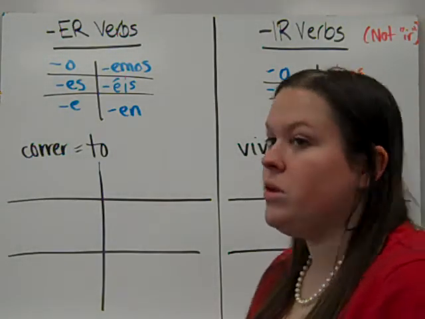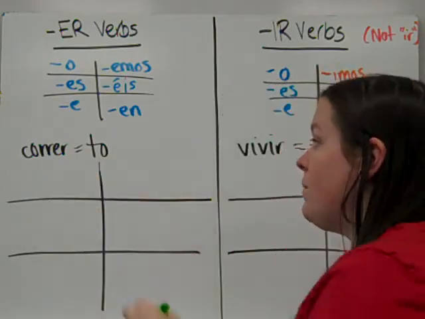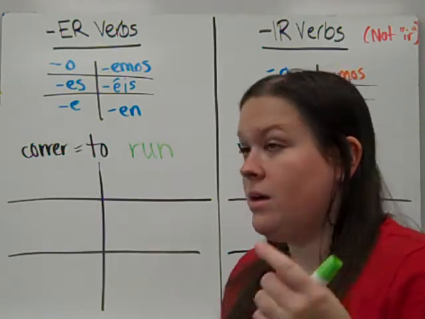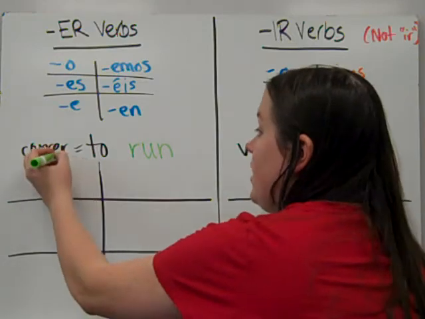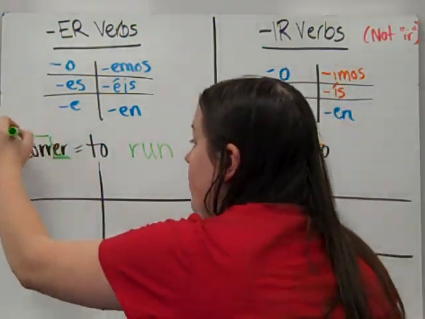So, correr. When you're doing a verb chart, always put the verb in the infinitive in Spanish and then in English. Correr means to run. Right now, my first step is what? Cut off the end. I'm going to cut off these last two letters and rewrite just the stem part.